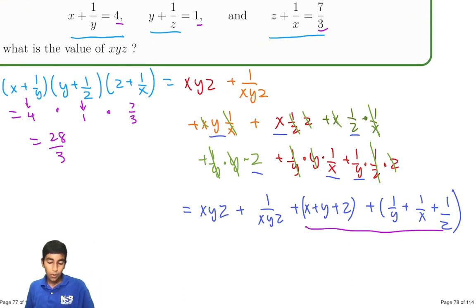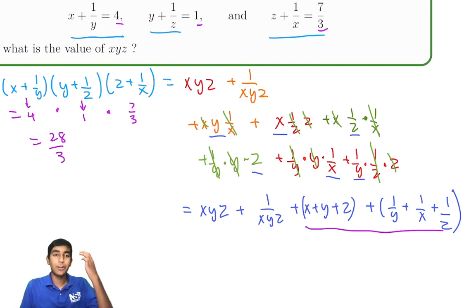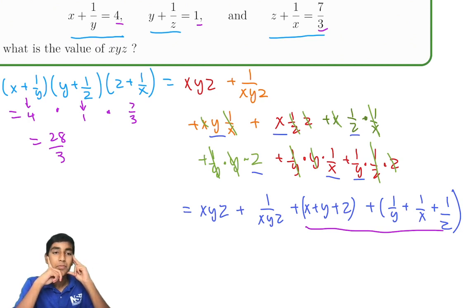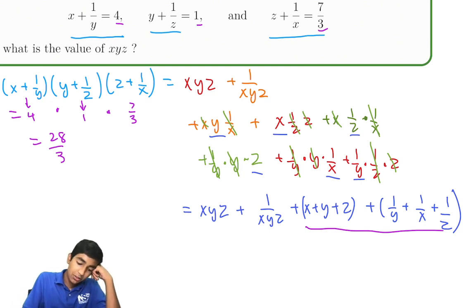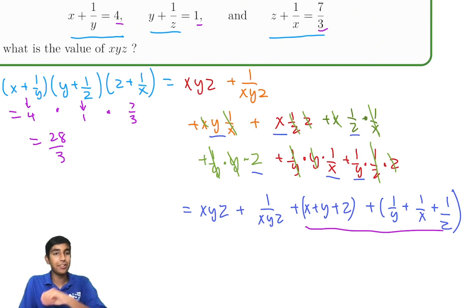So we know what this is, but we need to somehow find the extra terms. How can we do that? Well, look back at the original problem. It looks oddly familiar. We've got an x, we've got a y, we've got a z, we've got a 1 over x, we've got a 1 over y, we've got a 1 over z as well. Maybe we should add all three equations up.